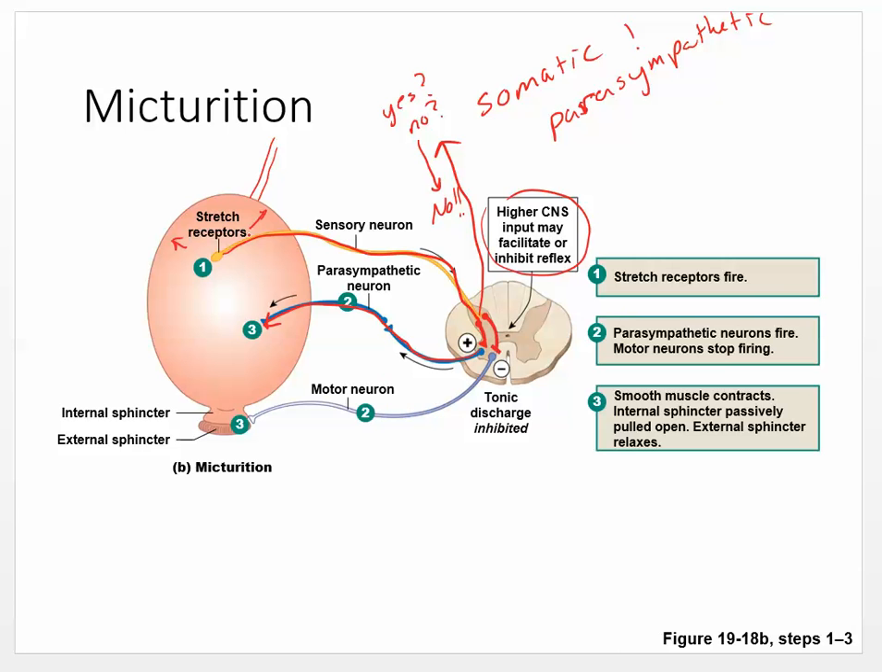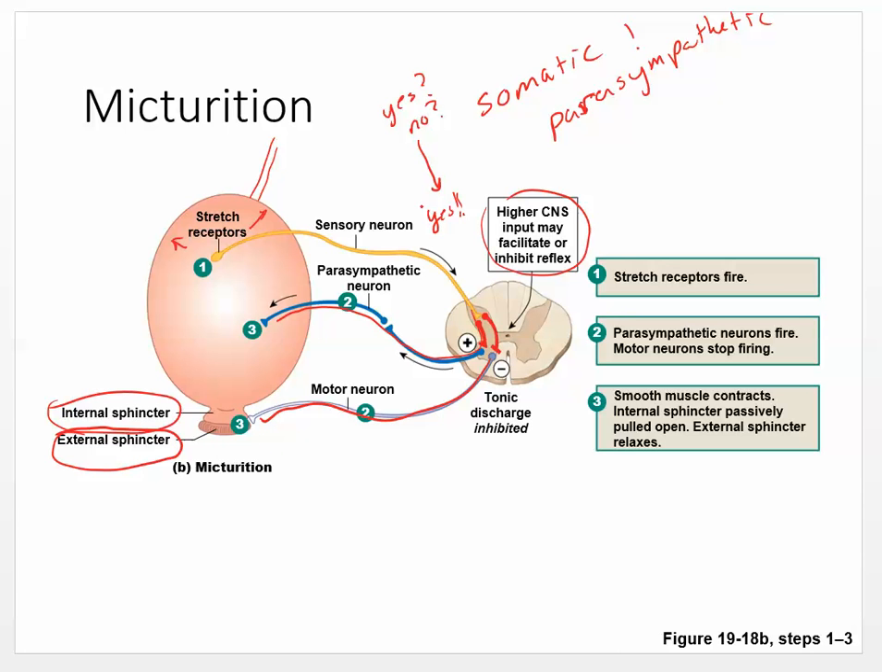So this is a reflex, and once your brain says yes, that releases any inhibition it had, and this process will take place. It'll say stretched, we're going to contract, and we're also going to release this sphincter. There's an internal sphincter and an external sphincter, and we can consciously control that external sphincter and say, okay, let it go.